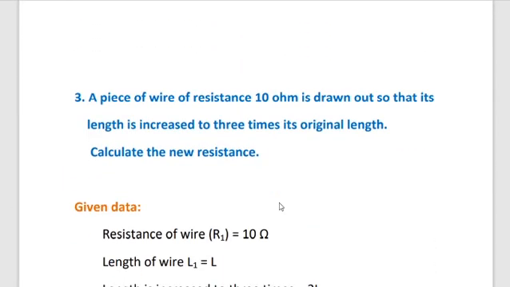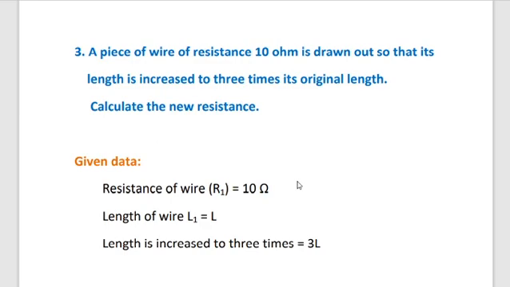Then we move to the last problem. A piece of wire of resistance 10 ohm is drawn out so that its length is increased to 3 times its original length. Calculate the new resistance. So take a single wire, for example, of length L. That wire has resistance 10 ohm. The length is now increased by 3 times, so 3L, L plus L plus L. So 3 times we increase the length means 3L.